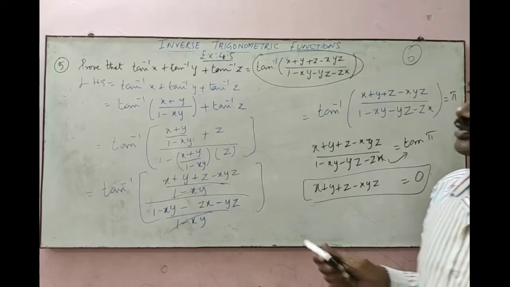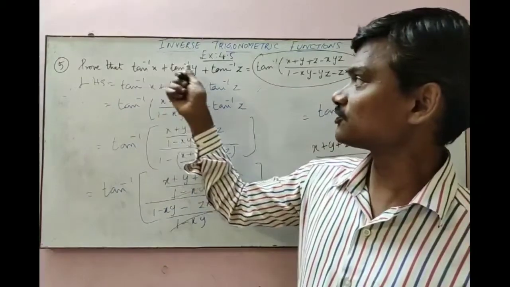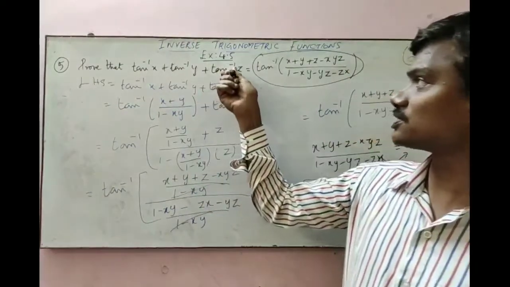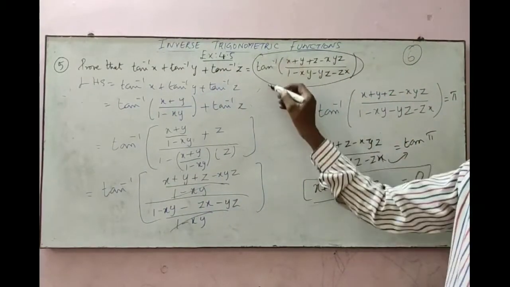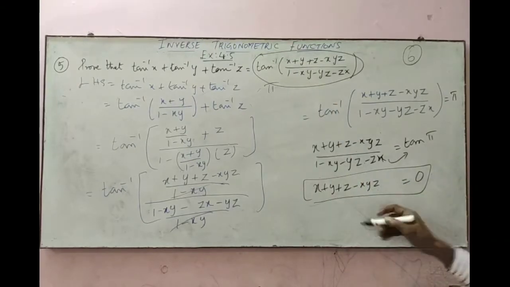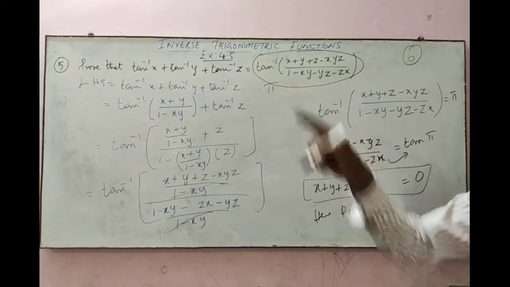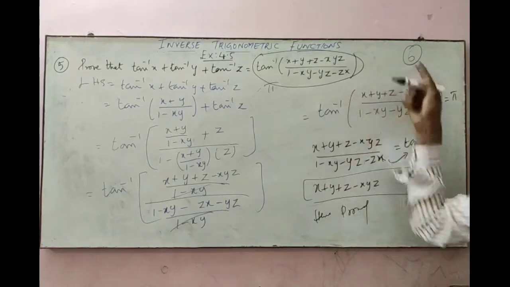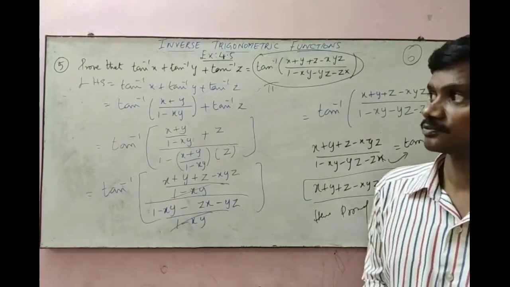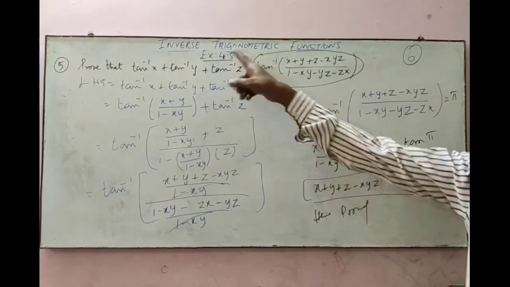So in the sixth sum, you have to prove that tan inverse of x plus tan inverse of y plus tan inverse of z equal to pi, which means you have to prove this. So hence it is proved. So with the same fifth sum, I finished the sixth sum. You have to do it from the first step.